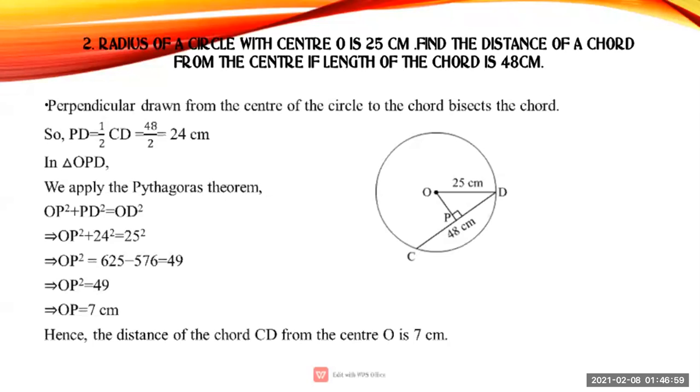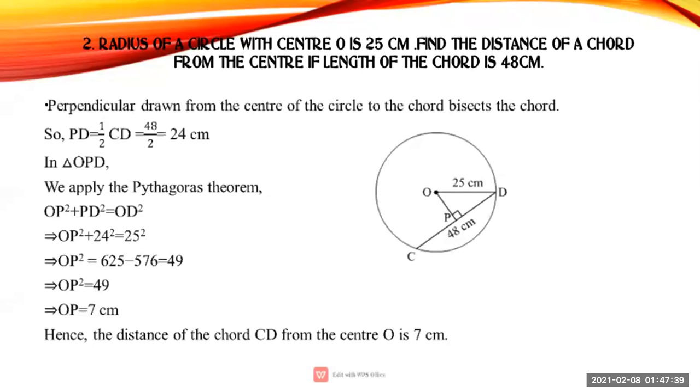Which property are we going to use? We are going to use the property that the perpendicular drawn from the center of the circle to the chord bisects the chord. Afterward we have to write the value of CD. Now PD is half of CD. Therefore, we have to write PD equal to half of CD.